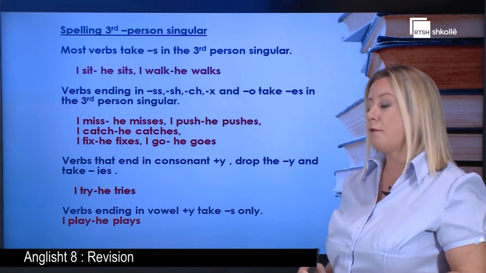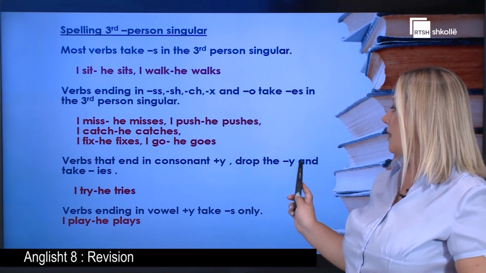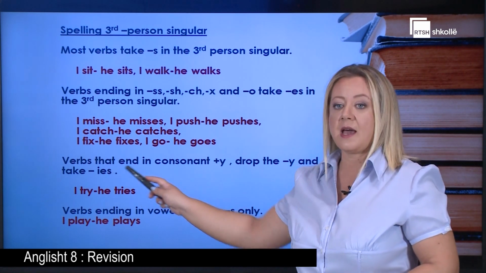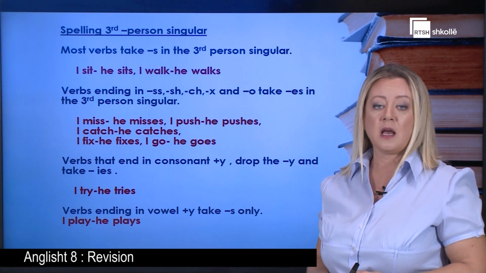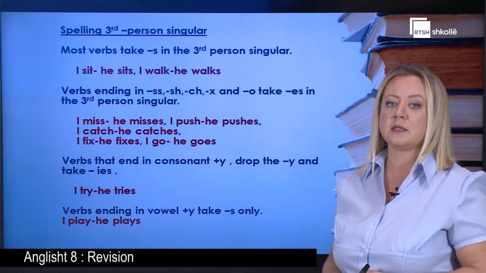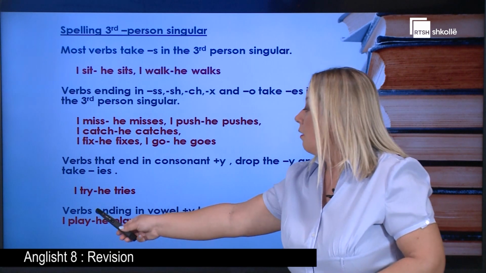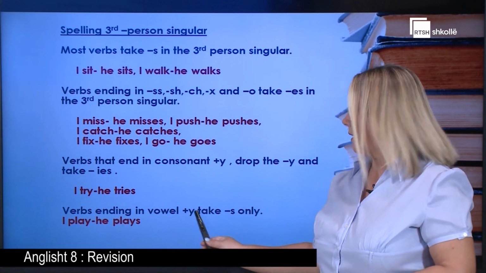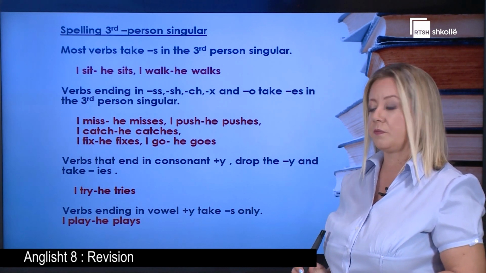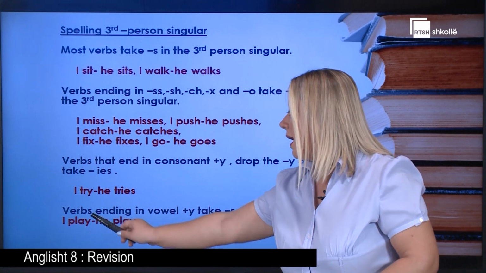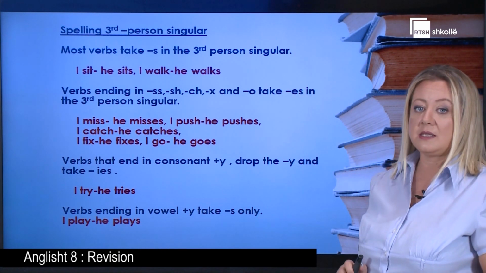The other case: verbs that end in consonant plus y drop the y and take ies. For example, I try, he tries. I cry, he cries. I fly, he flies. Verbs ending in vowel plus y take just s, as most verbs do. Be very attentive here. I play, he plays. I stay, he stays.